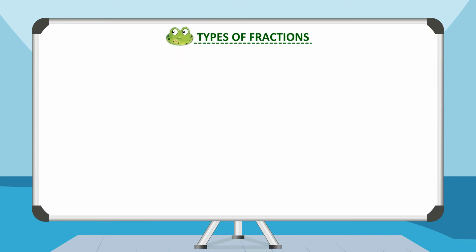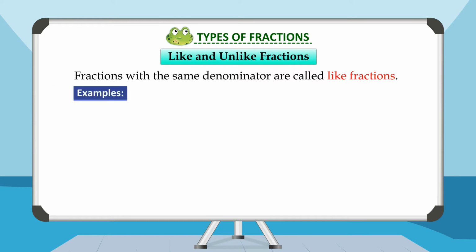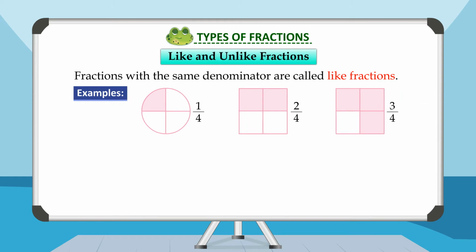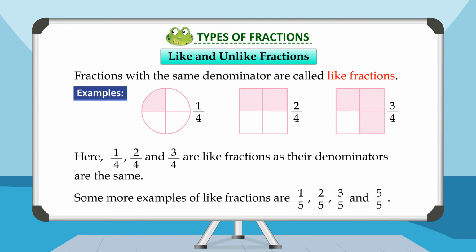Types of fractions. Like and unlike fractions. Fractions with the same denominator are called like fractions. Examples: 1 upon 4, 2 upon 4, 3 upon 4. Here, 1 upon 4, 2 upon 4, and 3 upon 4 are like fractions as their denominators are the same. Some more examples of like fractions are 1 upon 5, 2 upon 5, 3 upon 5, and 4 upon 5.